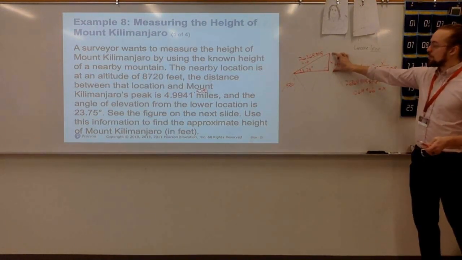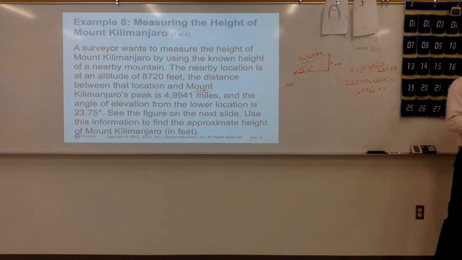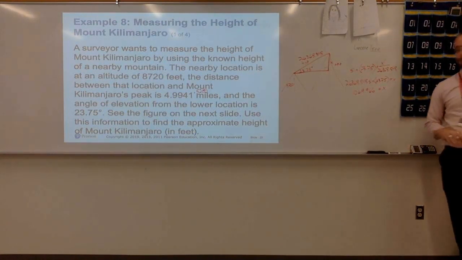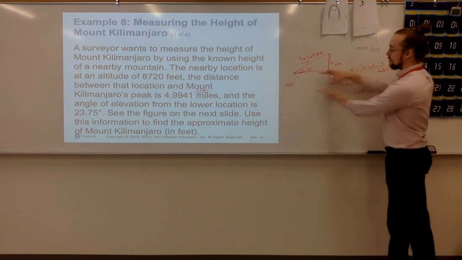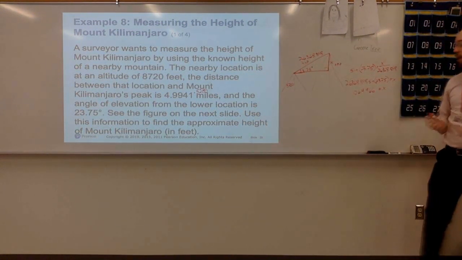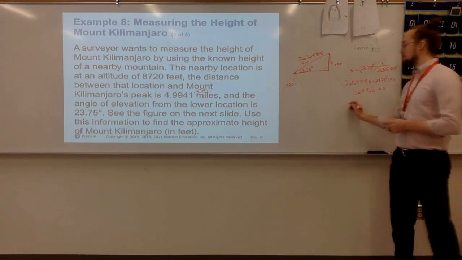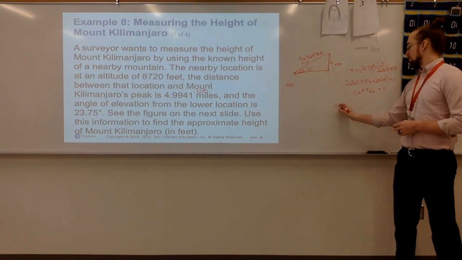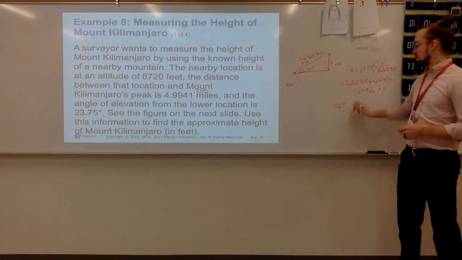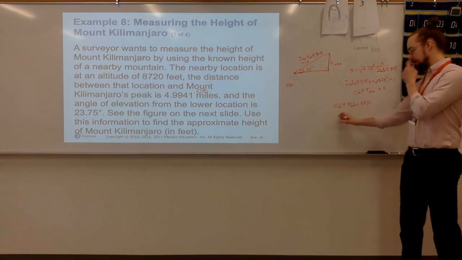So that's just this piece, right? That's not the entire height of the mountain. So that's what I'm asking. What do we need to do to find the entire height of the mountain? Right. So we need to add this 8,720 onto this value. So the total height of Mount Kilimanjaro is going to be this plus 8,720. 966 plus 8,720.